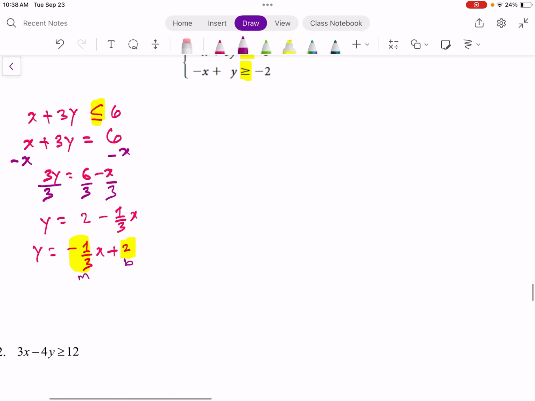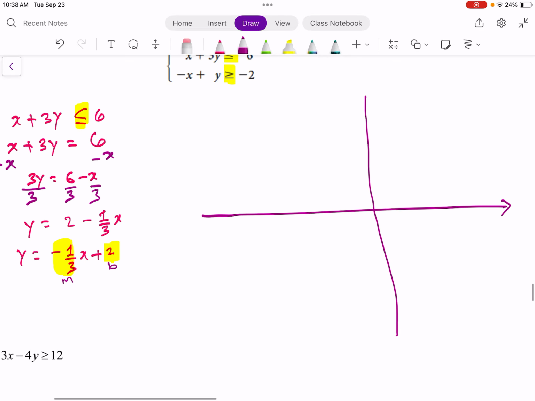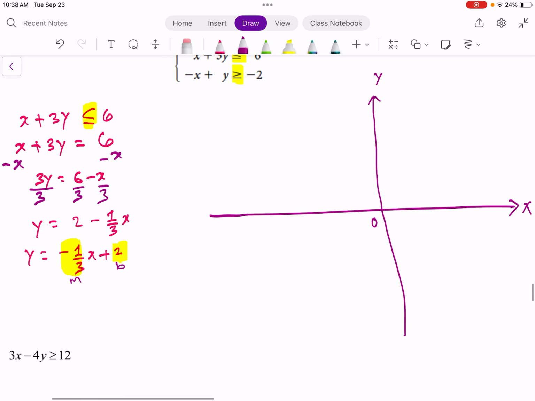Okay, so now let's find those 2 points. So we need a Cartesian coordinate system. So this is our x-axis, this is our y-axis, this is our origin. Now how do we graph here? So we start from y-intercept.